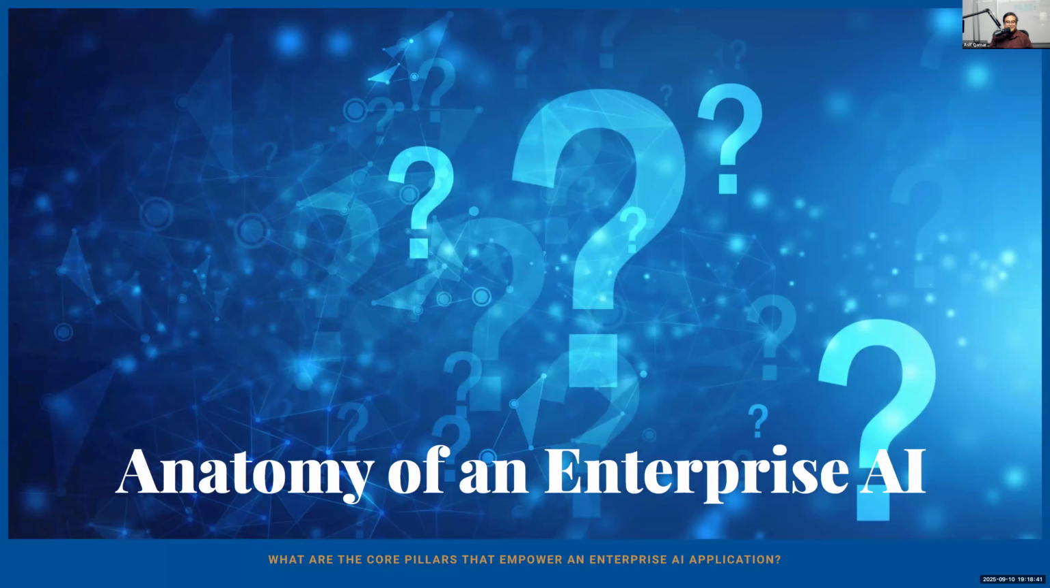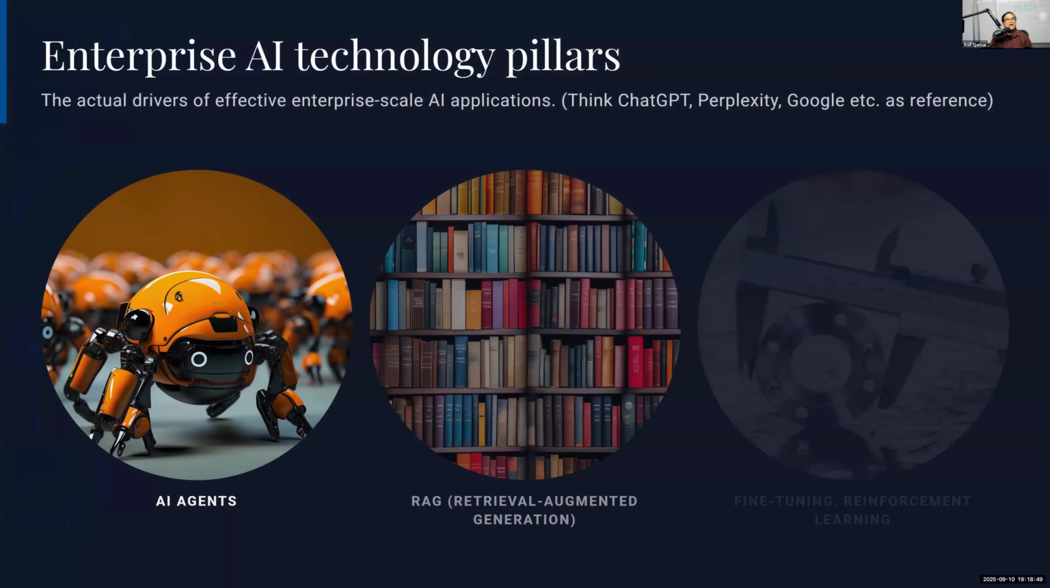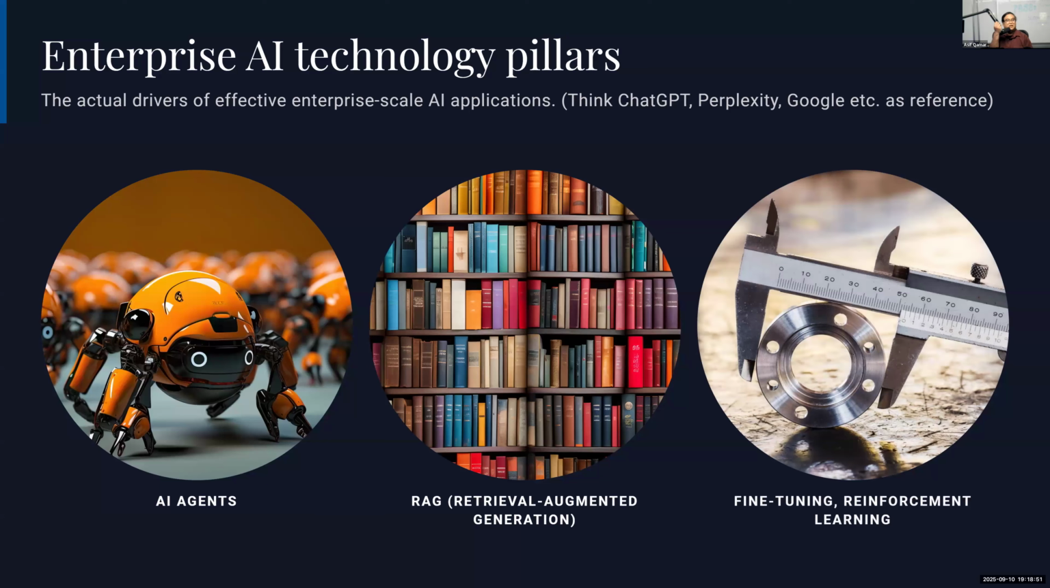When we talk about enterprise AI, I talked about this, and before we go into agents, the three core pillars that make for enterprise AI, whether you're talking of ChatGPT, Perplexity, Google, your internal RAG systems, or whatever it is, at the end of the day, they all look different.